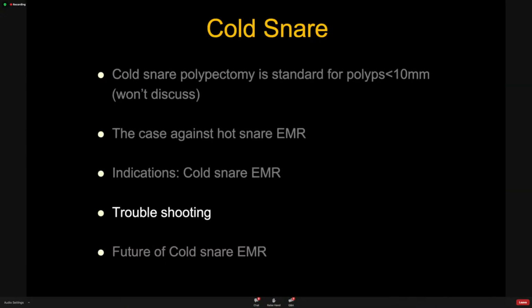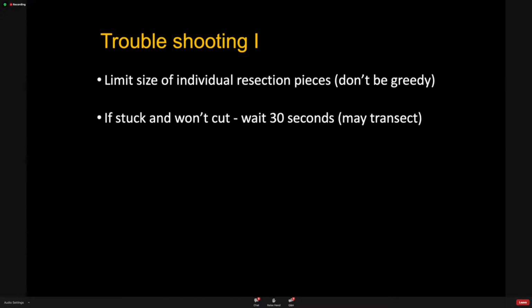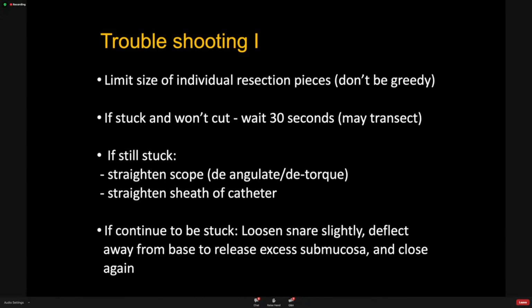So some things which we need to know about troubleshooting is don't take too many pieces, limit the size of individual resection pieces, and if you're stuck and it won't cut, wait for probably about 20 seconds to 30 seconds as the snare may transect the polyp. And if you're still stuck, you can straighten the scope, deangulate and detorque, and straighten the sheath of the catheter to cut further. Of course, if you continue to be stuck, then you can loosen the snare slightly and deflect away from the base and then close again.